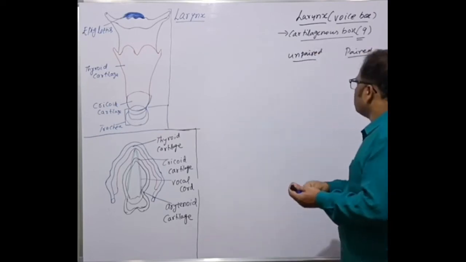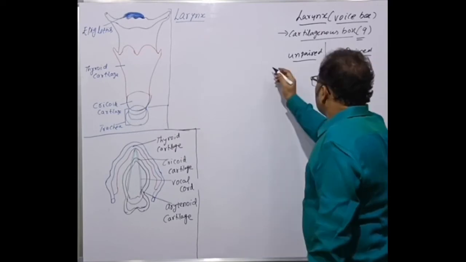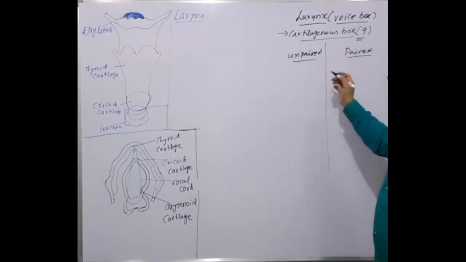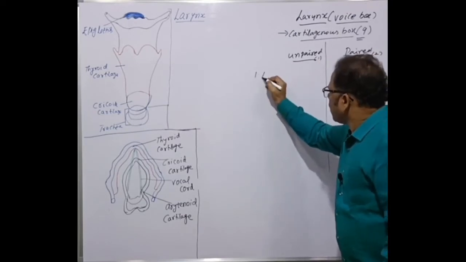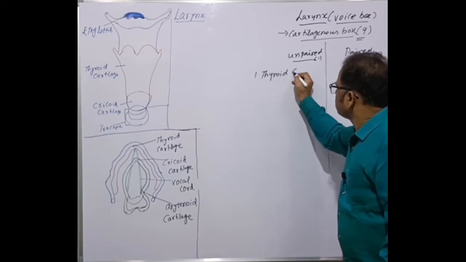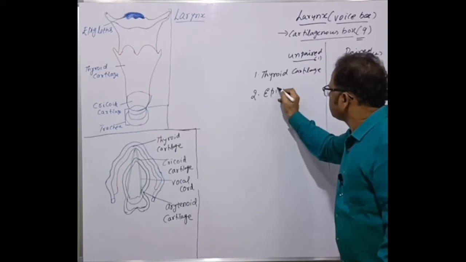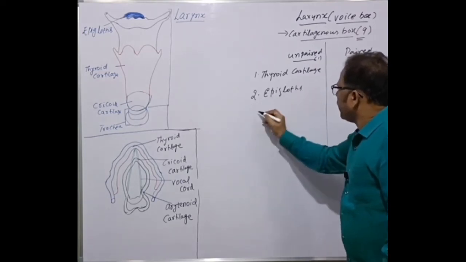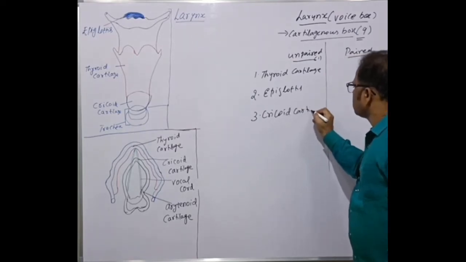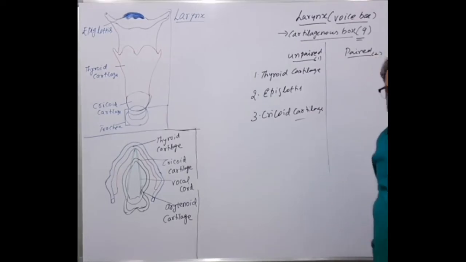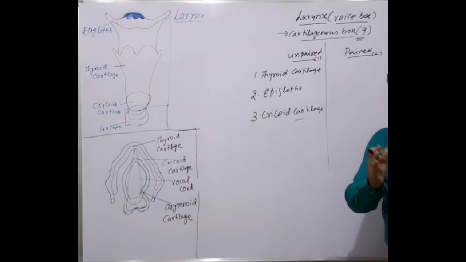So some are unpaid and some are paid here. Unpaid means single, paid means two are there, isn't it? One is thyroid cartilage, epiglottis, and cricoid cartilage. These are the unpaid cartilages. This is one, this is one, this is one. Now, paired cartilage, that is the two in number.